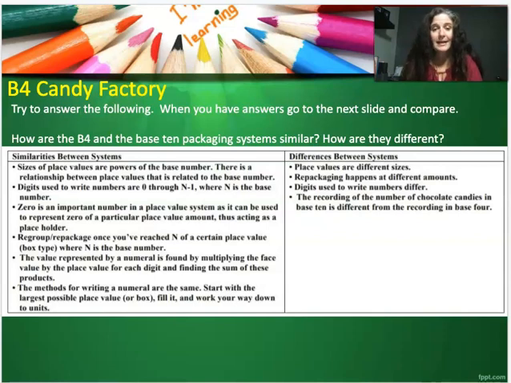And the methods for writing the numbers are the same. You start with the largest possible place value, fill it, and work your way down. The difference is place values are different sizes, for sure. Repackaging happens at different amounts. Digits are used to write the numbers differently, and the recording of the number of chocolate candies in base 10 is different than the recording in base 4. So they do have similarities and differences.